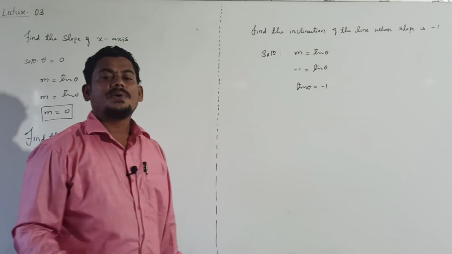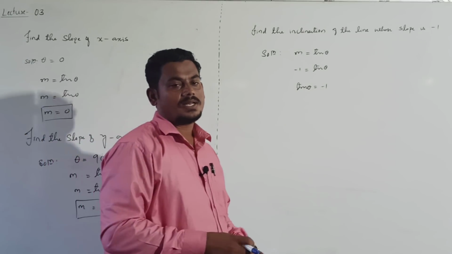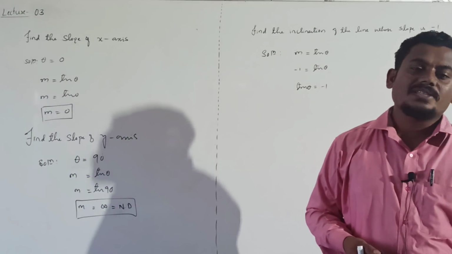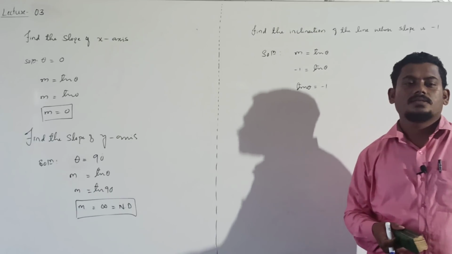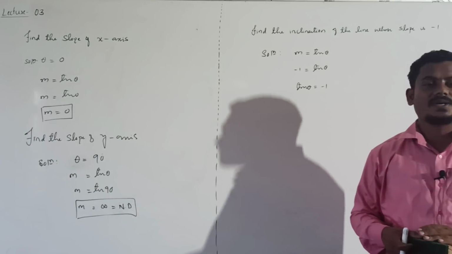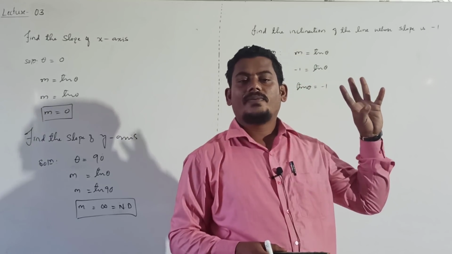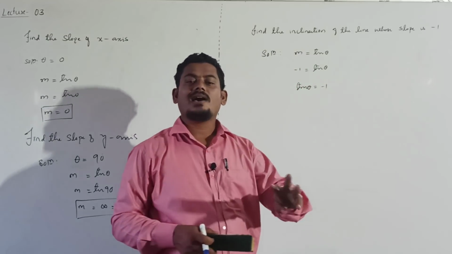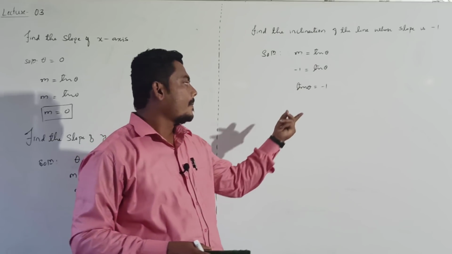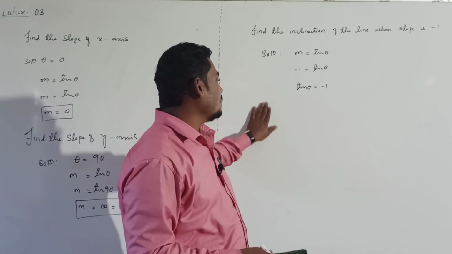For what value of theta is tan theta equal to minus 1? Tan theta value is minus 1 when it is in the second quadrant or the fourth quadrant, one of the possible values.